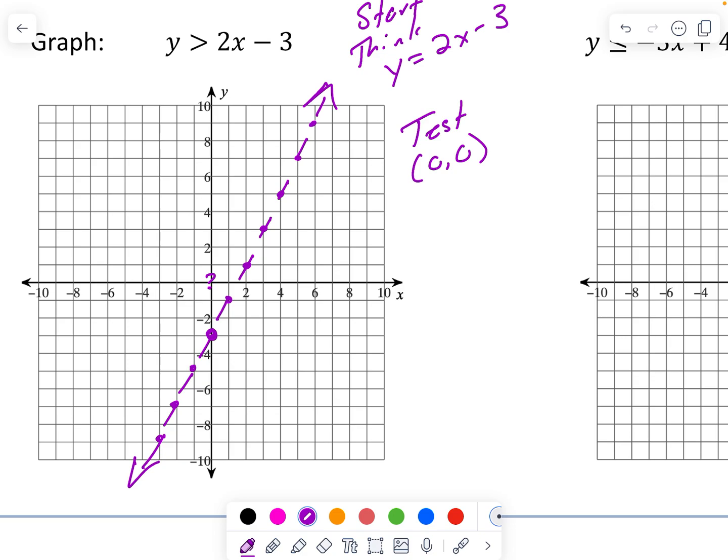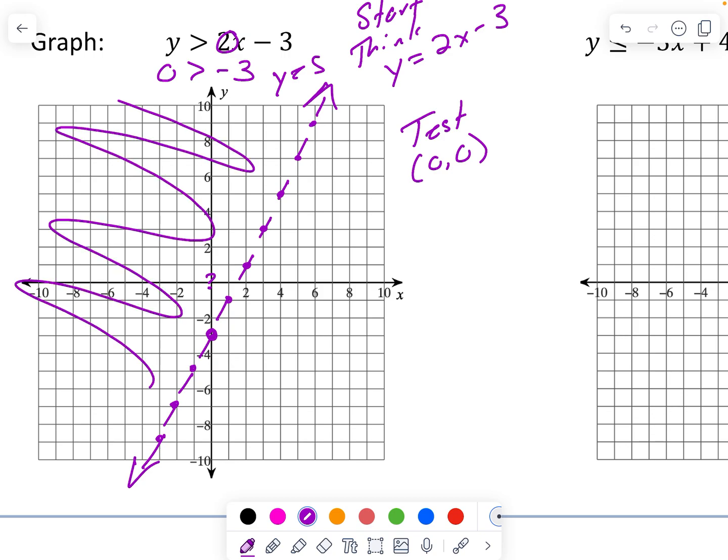So just plugging in, is 0 greater than, well, this is going to be 0 and negative 3. Is 0 greater than negative 3? Yes, it is. So we're going to shade on the side that includes our 0. That was a yes, so we shade that side.